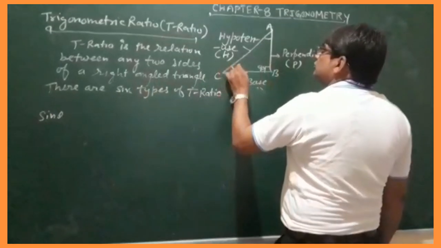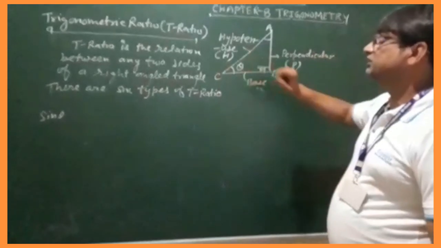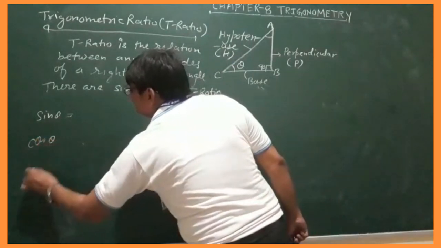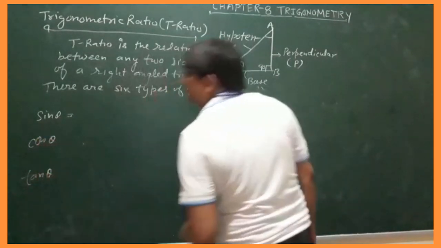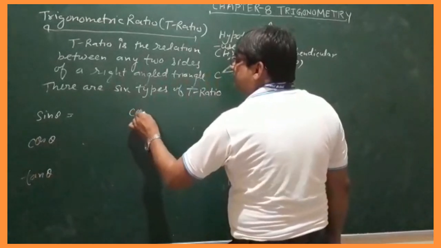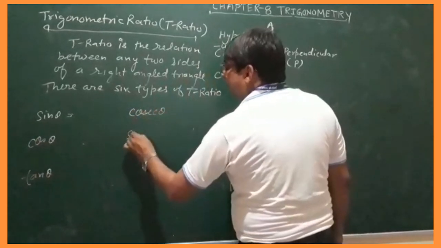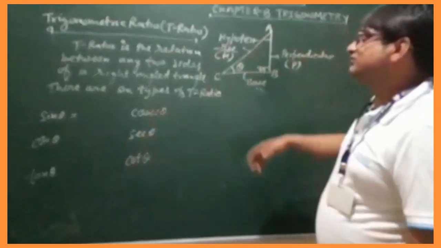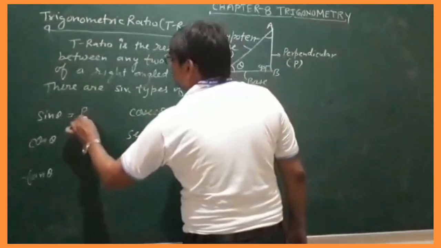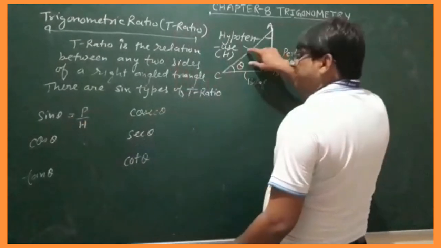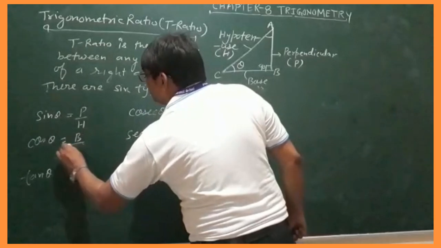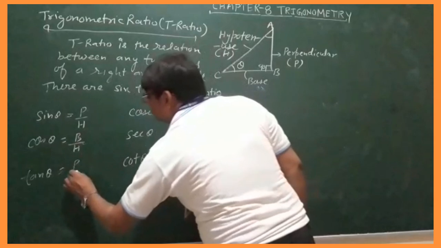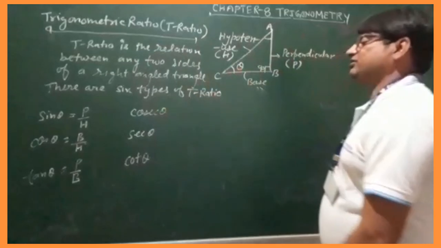Sine. If we suppose this angle is theta, then we have sine theta, cos theta, tan theta, and the reciprocals are cosec theta, sec theta, and cot theta. What is sine theta? Sine theta is equal to perpendicular by hypotenuse, cos theta is equal to base by hypotenuse, and tan theta is equal to perpendicular by base.